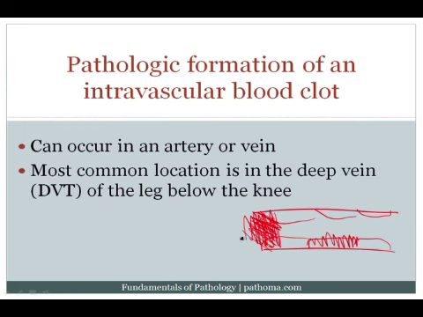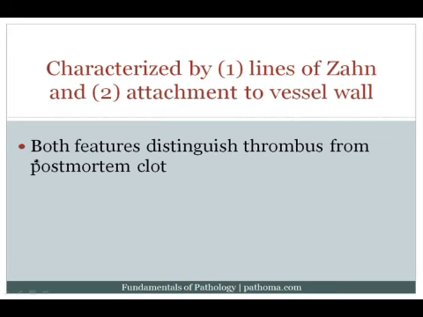Now, this can occur within an artery or a vein. The most common location is the deep vein of the leg, usually below the knee, and that's called a DVT. We're all familiar with DVTs. Now, it's important to note that when we have thrombus, it's characterized by lines of Zahn and attachment to the blood vessel wall. Why is this important?